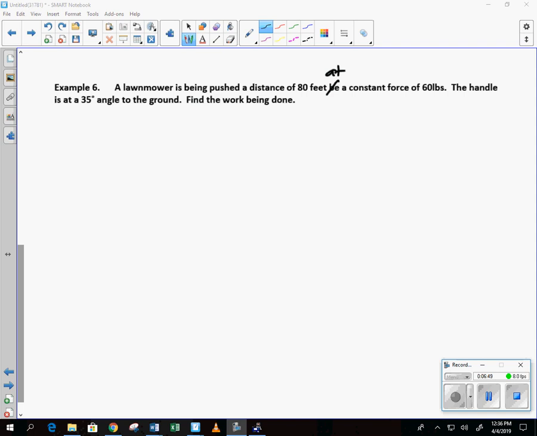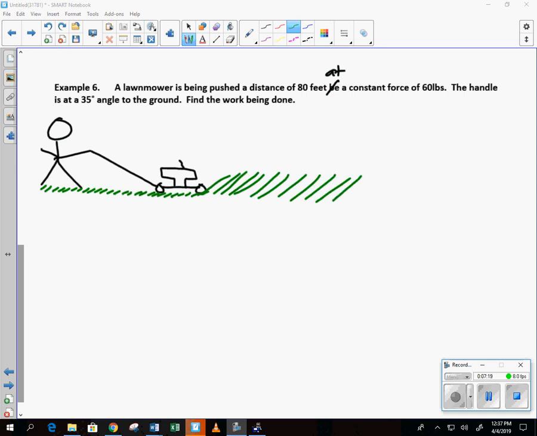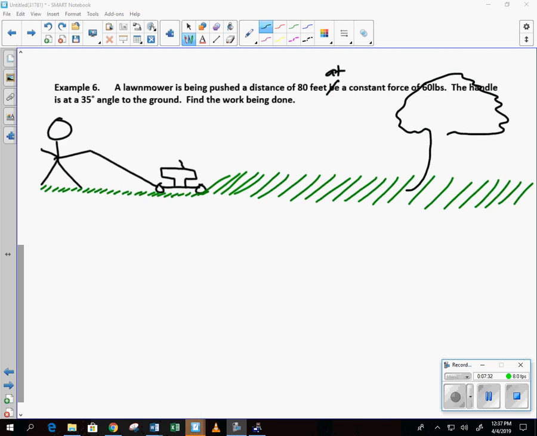Yep. So a lawnmower is being pushed. All right, so we need to draw a picture here. Let's go. We're gonna go like this. Very good.